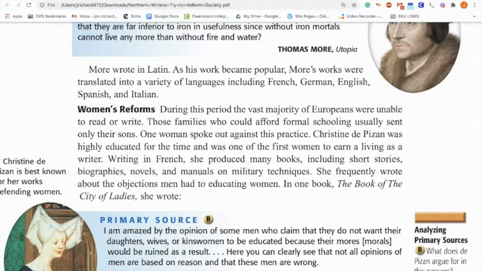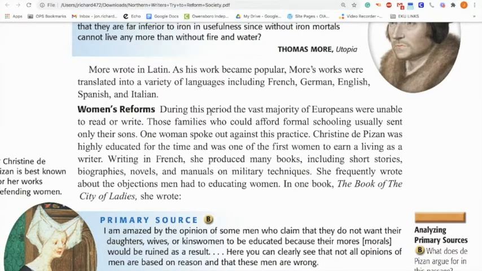So women's reform. During this period, the vast majority of Europeans were unable to read or write. Those families who could afford formal schooling usually sent only their sons. One woman spoke out against this practice. We can see that this is another change, that they're trying to get everyone to be able to get an education, including women at this time.